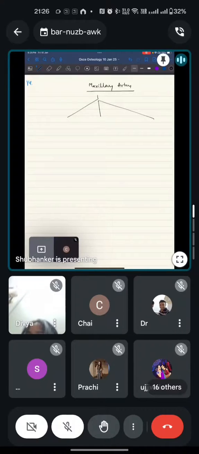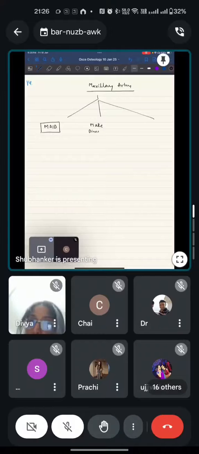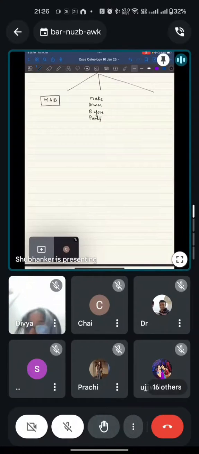So there are three parts. Okay, the first part: who cooks food in our house? Maid. I know the spelling is wrong, but please remember it like that. You tell the maid, "Listen maid, make dinner before party." Okay, what did you tell the maid? Make dinner before party. We will discuss the third part now. Okay, so just enumerate it over here.